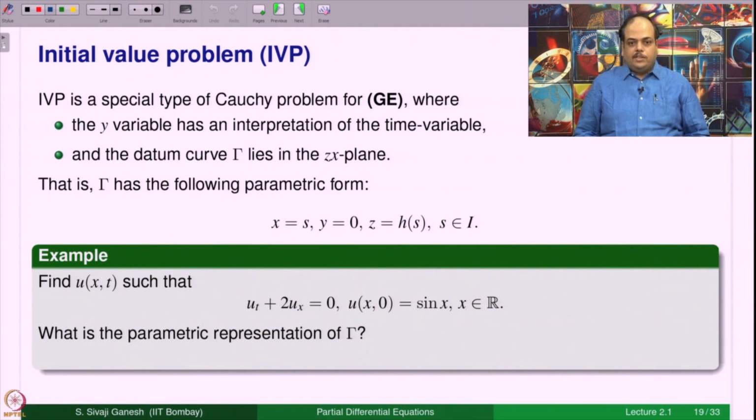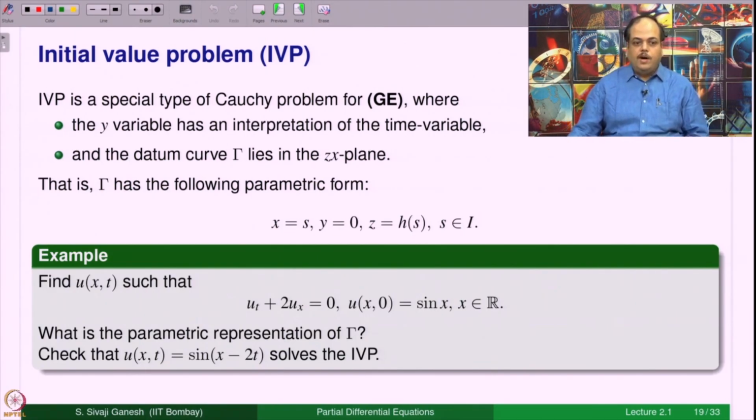Okay. Parametric representation of gamma. What is gamma? x equal to s, y equal to, or here t equal to 0, it is not y, it should be t, because y has an interpretation of time variable. So, you can as well write t. So, t equal to 0 and z equal to sin s, and s belongs to R. That is a parametric representation of gamma. Now we do not know how to solve this for now, but given a formula we can always check that it is a solution. So, u of x, t equal to sin of (x minus 2t), if you quickly differentiate you will get that u_t plus 2 u_x equal to 0, it solves the initial value problem.